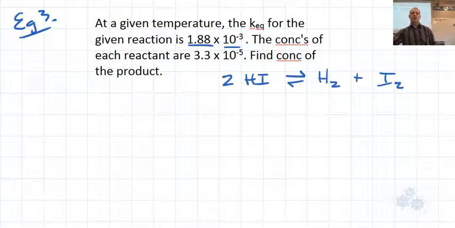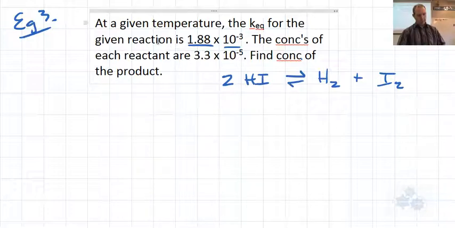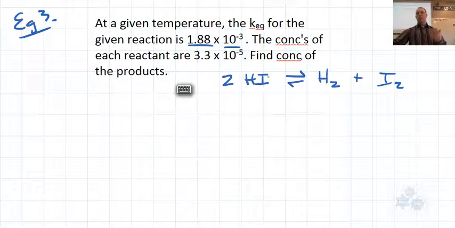The concentrations of each reactant at equilibrium are going to be this, 3.3 times 10 to the negative 5. Find the concentration of the products. That should be products. Okay? Concentration of the products. In this case, the products would be H2 and I2. Okay? So, like the same thing with all of these, you start off with your KEQ expression. We need to write our KEQ expression, and then we're going to solve for what we're missing.